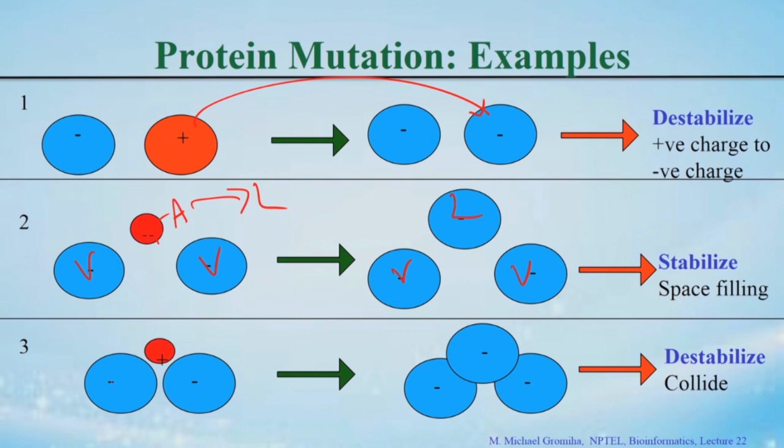On the other hand, if there are two valines here and the alanine is here, and you mutate alanine to leucine, A to L, then what will happen? There is no space for leucine to be accommodated here, because there is very little space where only alanine can fit. So, this will create steric hindrance and this will destabilize the protein. So, the stability of a protein upon mutation depends on which residue you mutate, as well as where you mutate that particular residue.